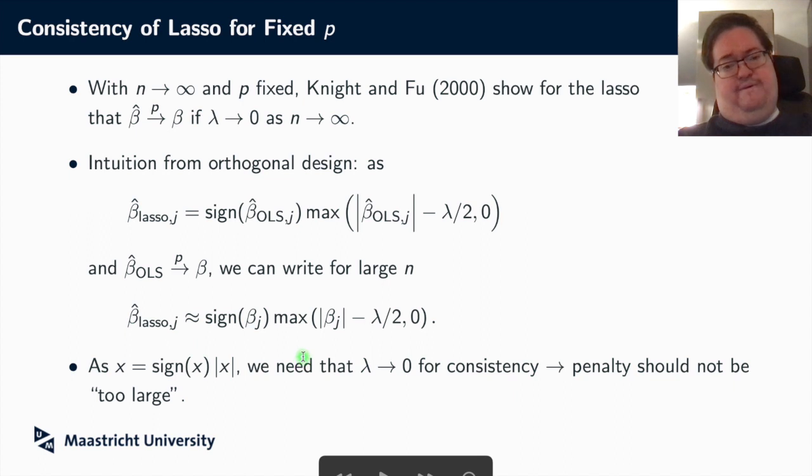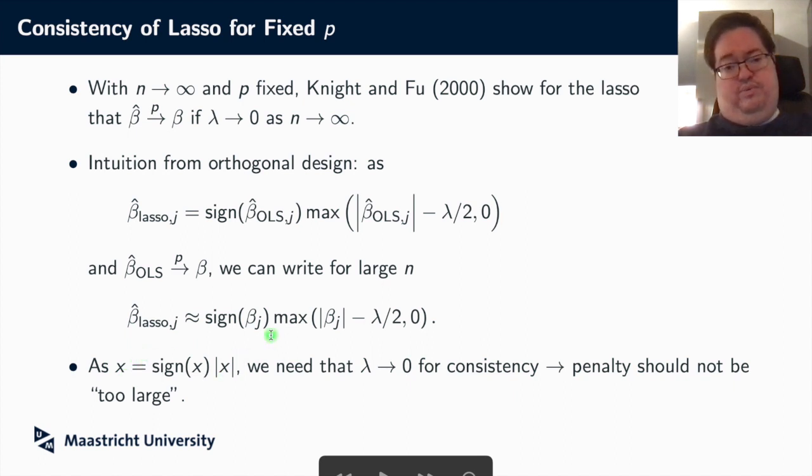Now, what we also know is we can write any number x as its sign times its absolute value. It might look complicated at first, but think about it. Take the number 3. Well, the sign of 3 is just 1. It's positive. The absolute value of 3 is also 3. Take minus 2. The sign of that is minus 1. The absolute value of minus 2 is 2. So you get minus 1 times 2, which is minus 2. So this is, by construction, always true.